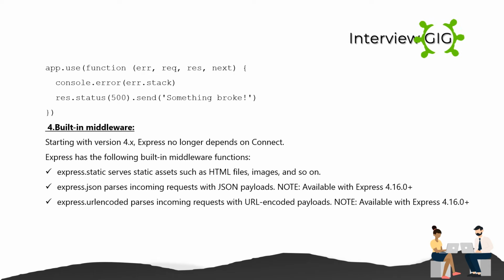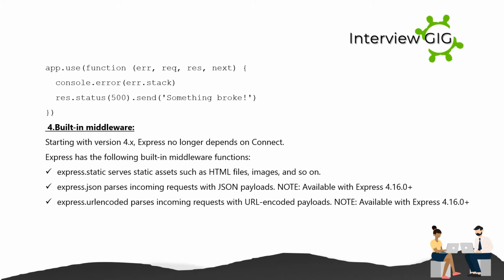app.use(function(err, req, res, next) { console.error(err.stack); res.status(500).send('Something broke!'); }). 4. Built-in middleware. Starting with version 4.x, Express no longer depends on Connect. Express has the following built-in middleware functions.